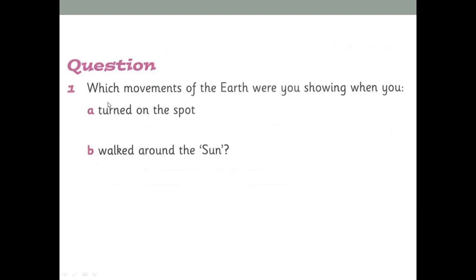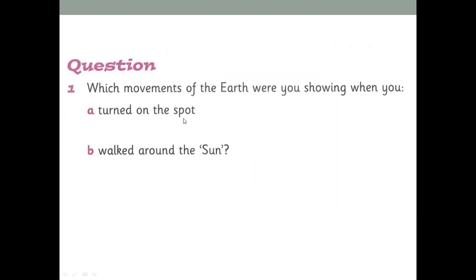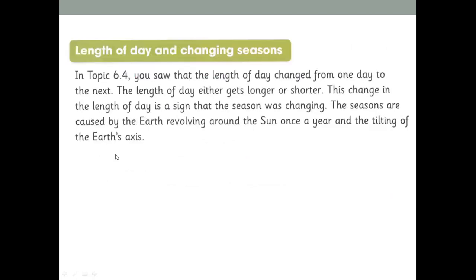So let's start question answer solving. Which movement of the Earth were you showing when you turned on the spot? There are only two: revolution or rotation. Turning on the spot is rotation. Walking around the sun is revolution. This is called revolution.